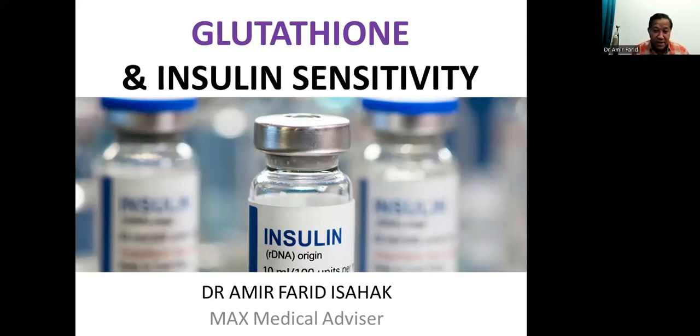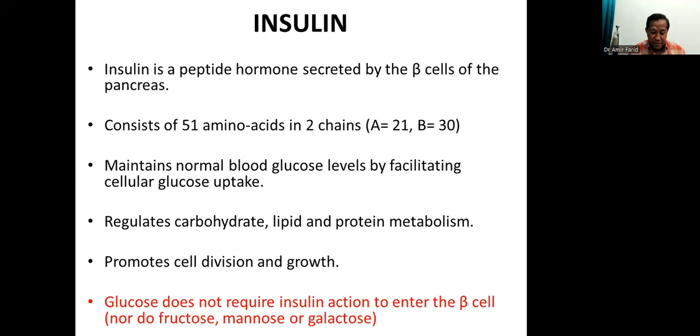Tonight's topic is glutathione, the role of glutathione in insulin sensitivity. As Joel said, we are commemorating World Diabetes Day sometime this month, and this topic is relevant to diabetes. Okay, so let us get to know insulin better.